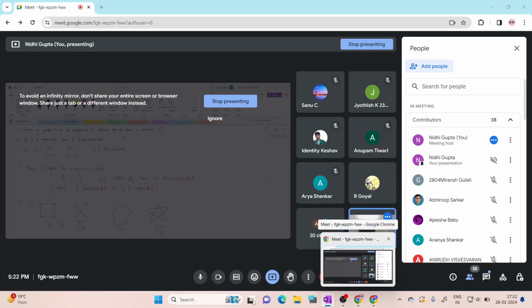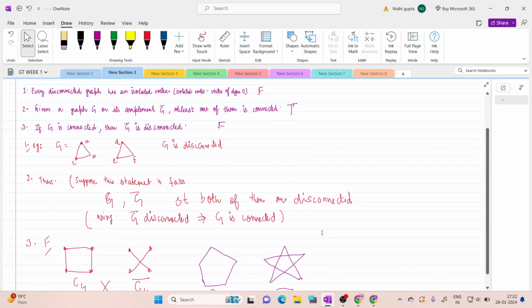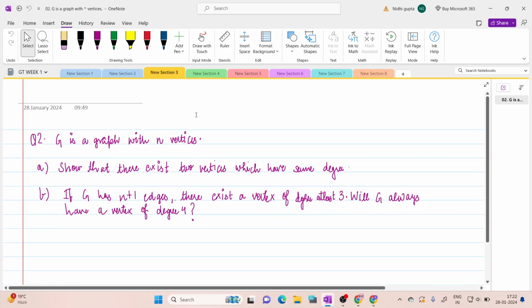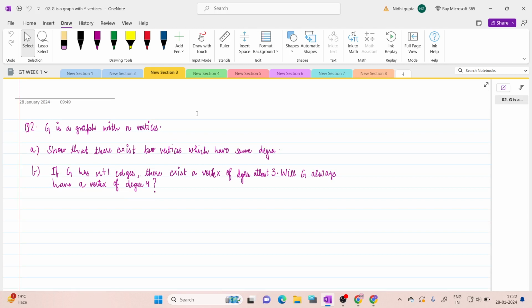Okay. I'll go to my next question, if there is no doubt in this one. First of all, when I say graph, I always mean a simple graph. Question 2 says suppose G is a graph with n vertices, and part a is that we have to show that there exist at least two vertices which have the same degree. Any ideas how we can prove this?